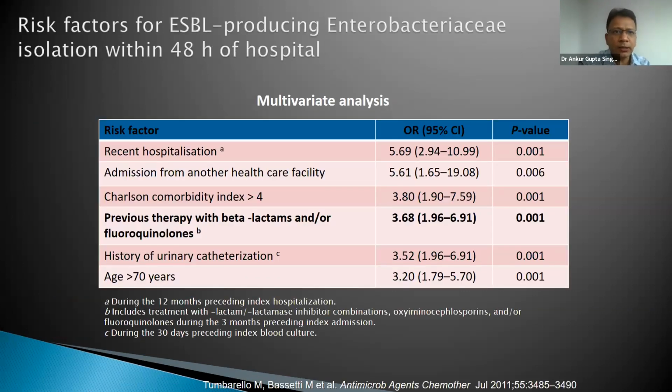Similarly, you can see ESBL-producing Enterobacteriaceae within the first 48 hours of hospital admission: previous therapy with beta-lactams or fluoroquinolones, history of catheterization, which means some healthcare exposure, some instrumentation, old age, recent hospitalization, admission from another healthcare facility. So again, you will see these are repeated risk factors. You will see them in ESBL, MRSA, Pseudomonas, everywhere.